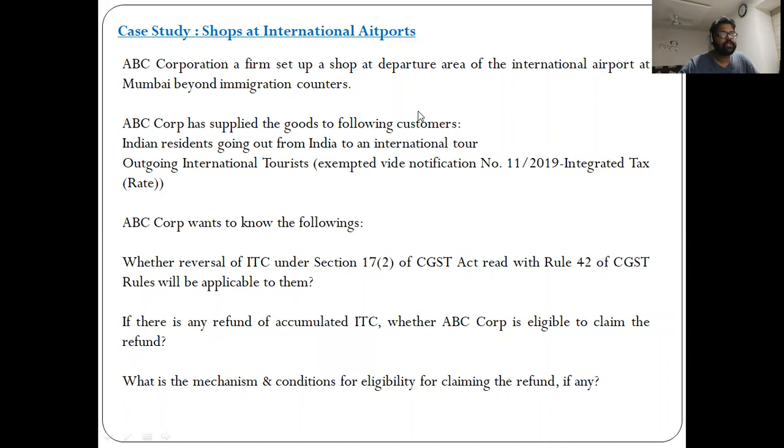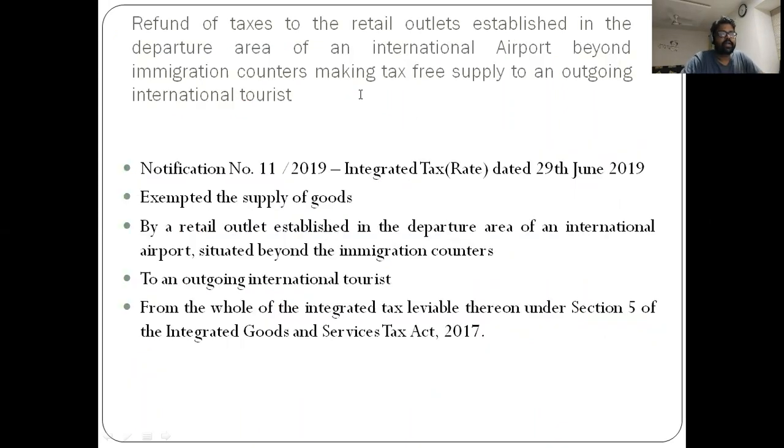So basically, if you see, this is the refund of taxes to the retail outlets established in the departure area of an international airport of India beyond immigration counters, making the tax-free supply to an outgoing international tourist.